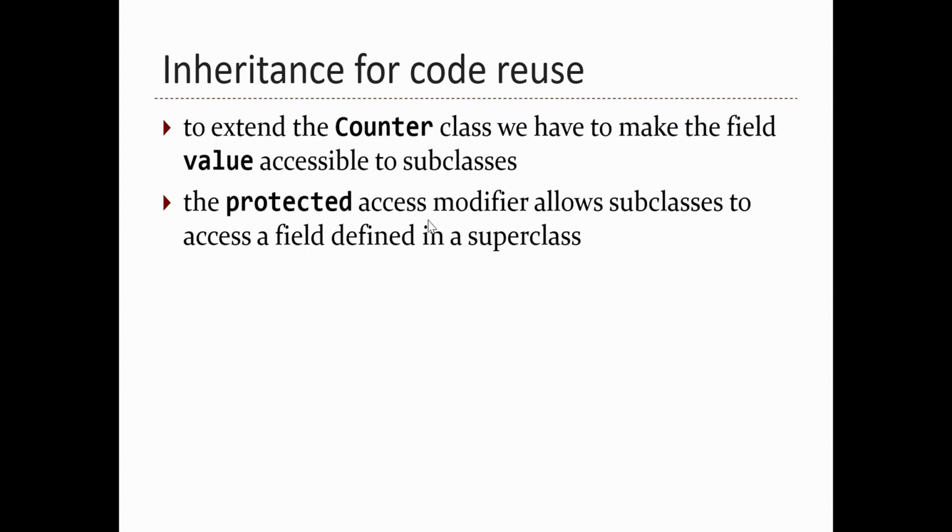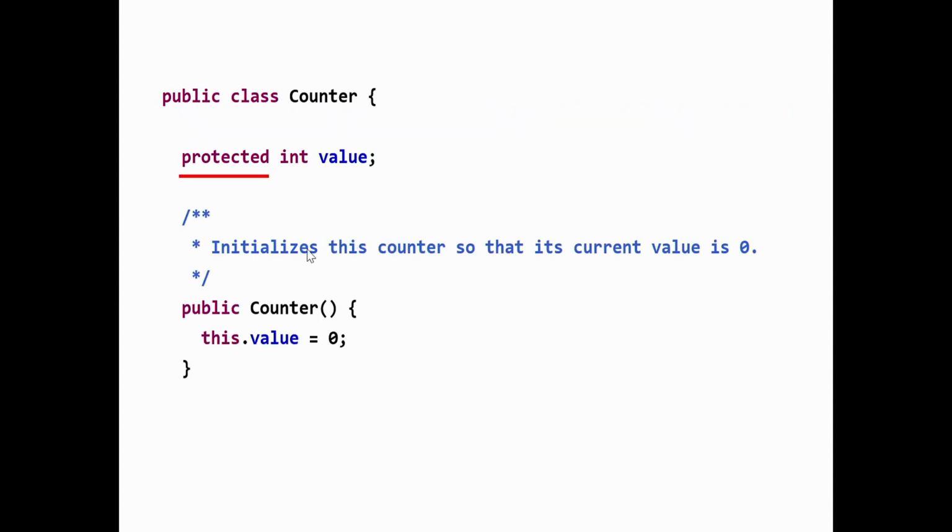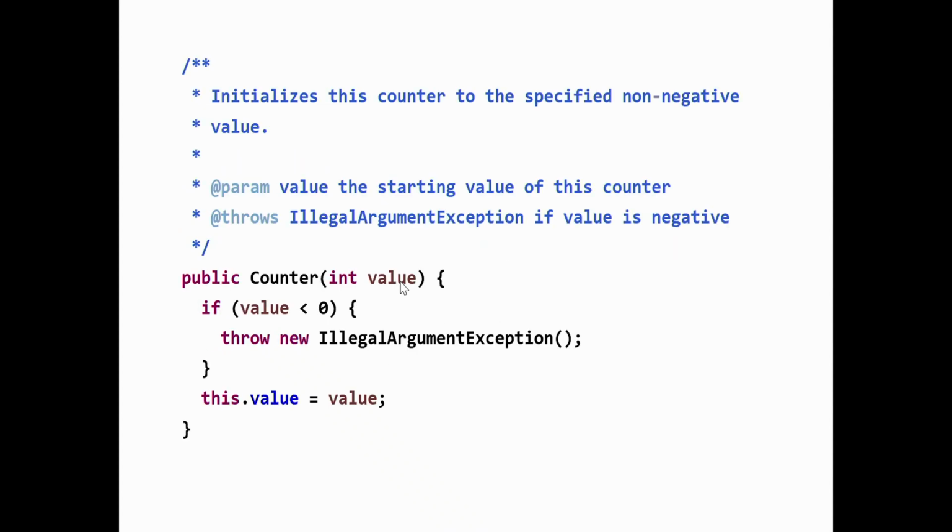So the protected access modifier allows subclasses to access a field or a method by name in the superclass. Protected means subclasses are also allowed to access these features. So I can just go in and change value to protected. Anything that's not a subclass, like point2, still can't see the value field, but the subclasses can see the value field. Nothing else changes here. Oh, I guess we added another constructor here. That's fine.